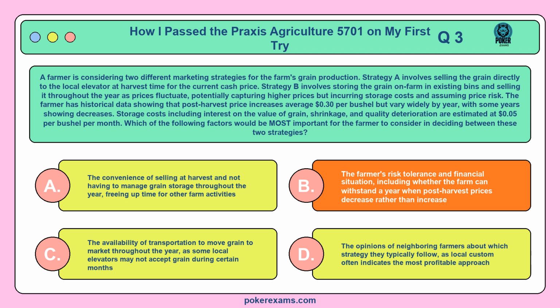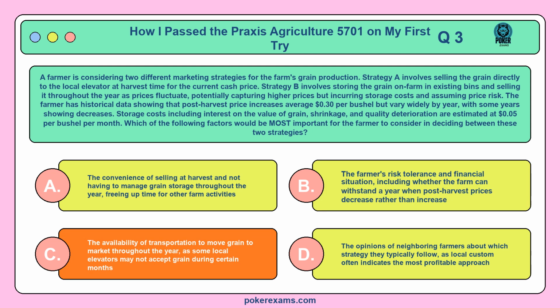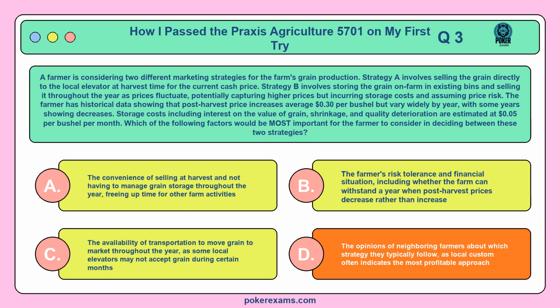rather than increase. C, the availability of transportation to move grain to market throughout the year, as some local elevators may not accept grain during certain months. Or D, the opinions of neighboring farmers about which strategy they typically follow, as local custom often indicates the most profitable approach.